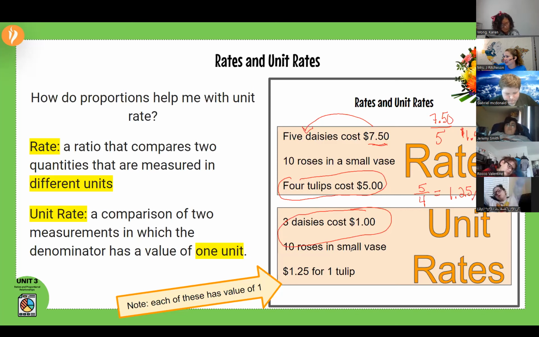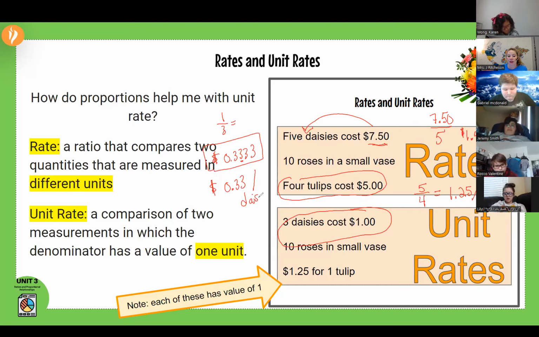All right. Yep. So if we divide $1 by 3, we're going to get 0.3333333. But since we're talking about money, do our price tags look like this? Have you ever seen a price tag that looks like that? No, you haven't, Kellen. It stops at the nearest penny. So you always round when you're talking about money to the nearest penny. So you would say 33 cents per daisy. Okie dokie. Any questions?